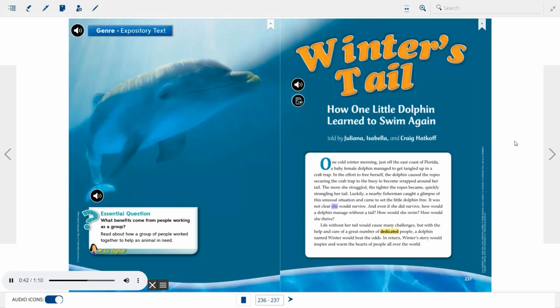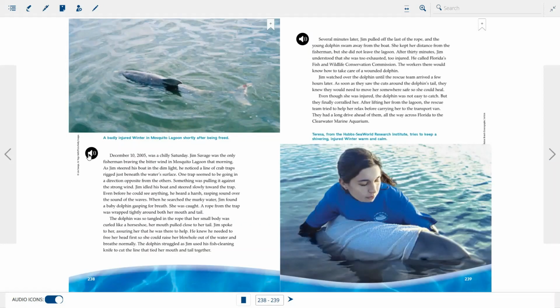It was not clear she would survive. And even if she did survive, how would a dolphin manage without a tail? How would she swim? How would she thrive? Life without her tail would cause many challenges, but with the help and care of a great number of dedicated people, a dolphin named Winter would beat the odds. In return, Winter's story would inspire and warm the hearts of people all over the world.